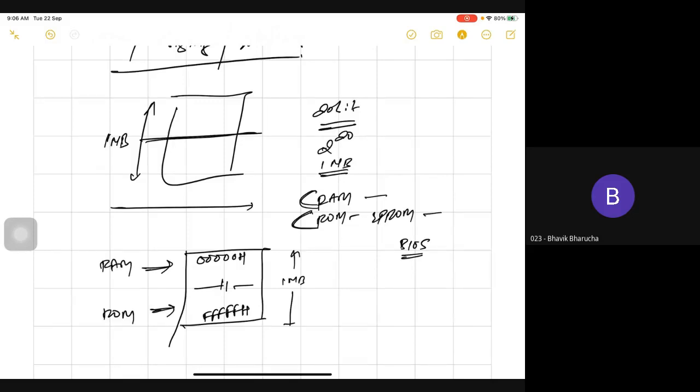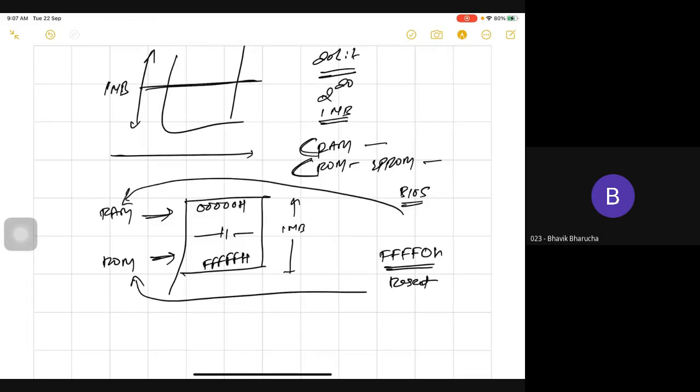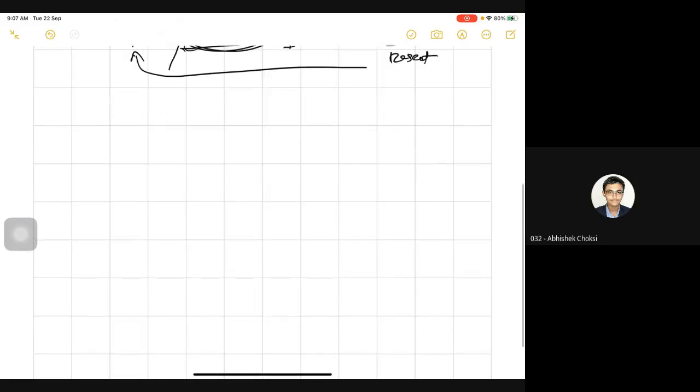Now why is it so? Because my reset vector is stored on location FFFF0H, right? Because of this, my ROM will always be in the bottom part. In my 8086 memory of 1 MB, the upper part is associated with RAM, and ROM will come in the bottom part. Done? Yes, sir. Okay, now next.